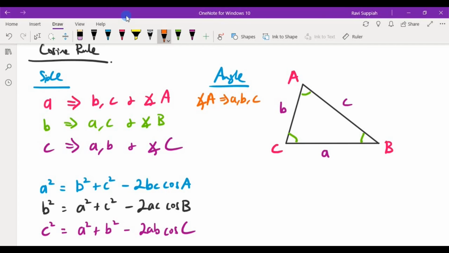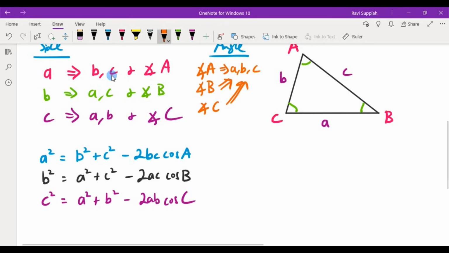Same thing, if I want to find angle B, I also need to know A, B and C. If I want to find angle C, I also need to know A, B and C. I need to know all three sides if I need to find any of the angles using the cosine rule. But I need to make sure I use it in the correct order. Now let's see how we can apply the cosine rule to find the angle.